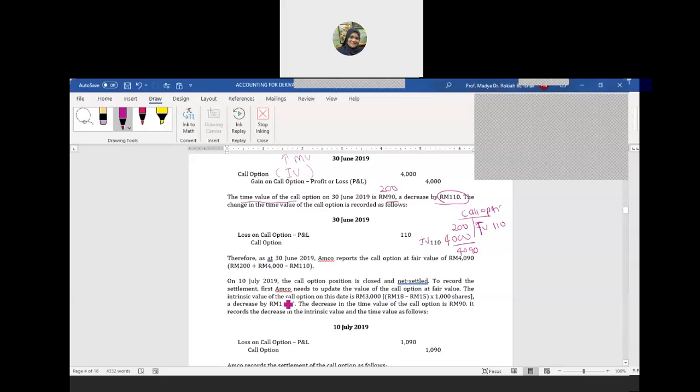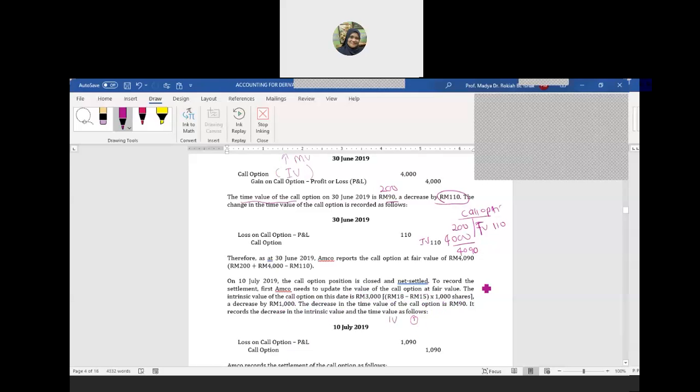The intrinsic value of the call options on this date becomes 3,000 because you have 18 minus 15, times 1,000. A decrease by 1,000. The decrease in the time value here will be 90. Now we're going to look at this. This is already combined. Like the one that you prepared last time, you're going to prepare two journal entries. One is for the intrinsic value.